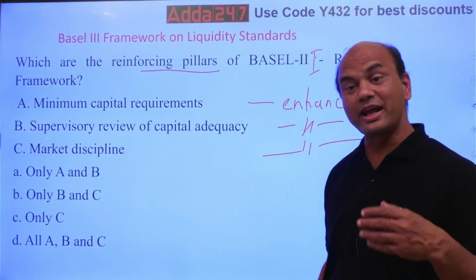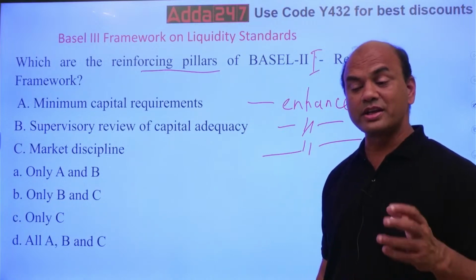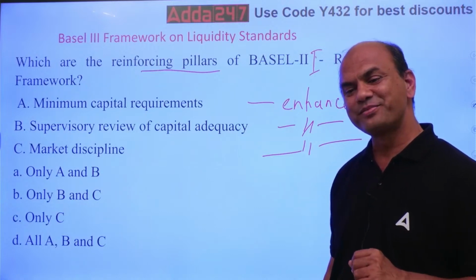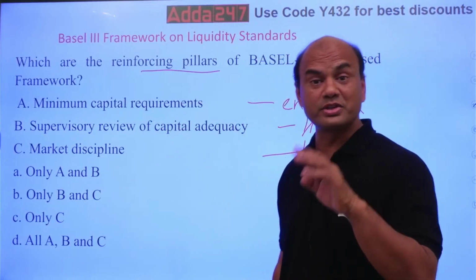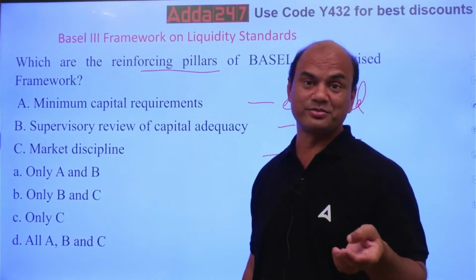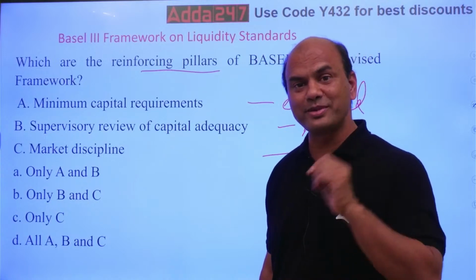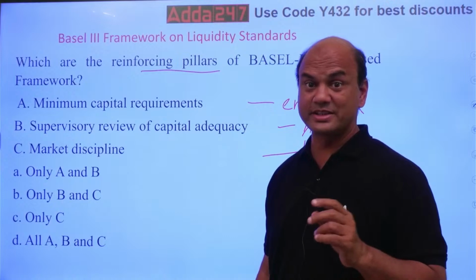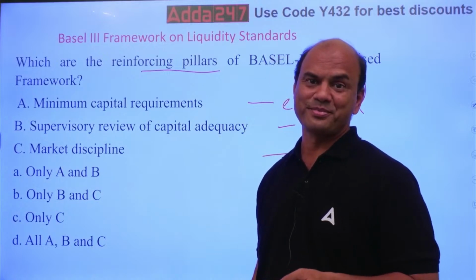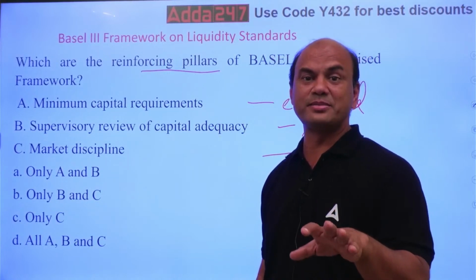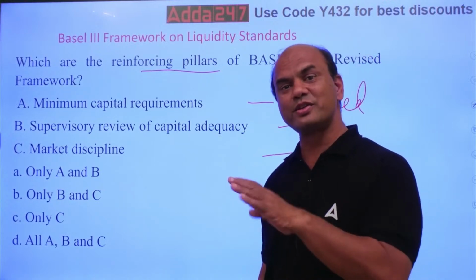Because ratios are added over here. Ratios are much stricter now. What are the ratios? Which are the stricter ratios? In Basel 3, for the minimum capital requirement, you have 4 new ratios which have been added: leverage ratio, LCR, NSFR and Cook's ratio. And one more buffer has been added, CCB, the capital conservation buffer, and there is one more buffer, CCCB, the countercyclical capital buffer.